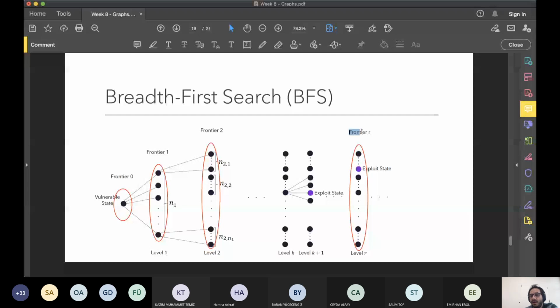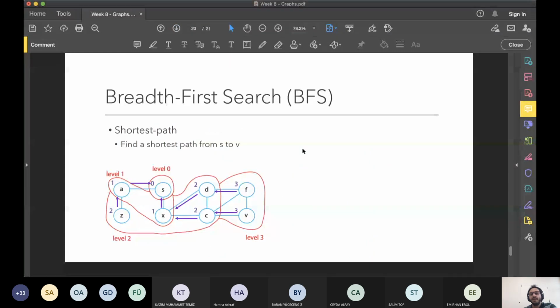Here, we have the frontier R for the level R. For this set, we're going to have the level K. For this, we have the level K plus 1. Okay, again, ignore this exploit state or vulnerable state. Just ignore this part. So, any question about this before starting the shortest path problem?